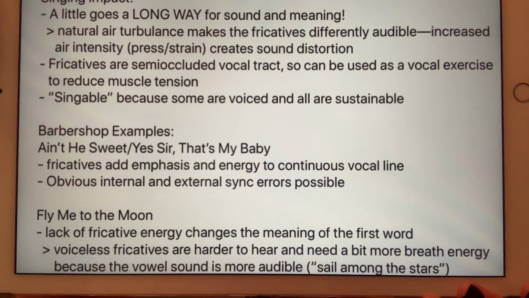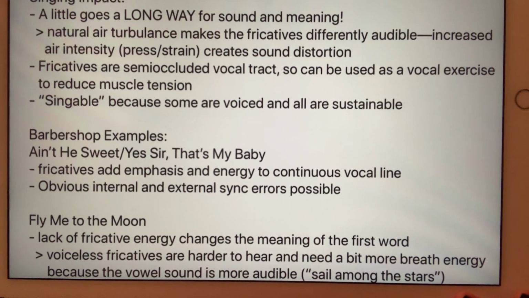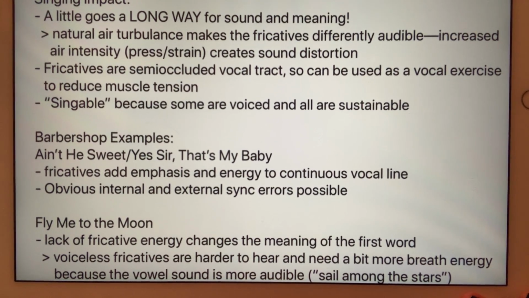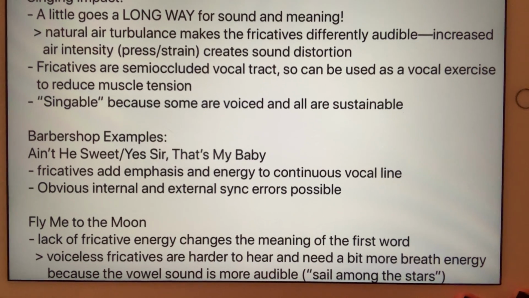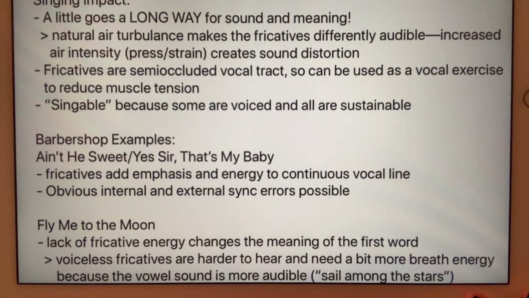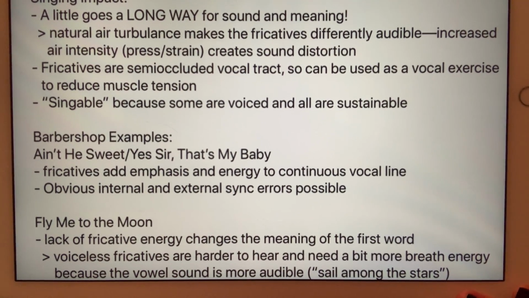Also, these are singable consonants. I know we use that to actually mean voiced or voiceless, but I think about singable as actually being something that we can sustain and it's voiced. So you can sing a V or a TH, voiced TH, for as long as your breath energy is going to hold out. A Z sound, zzz.